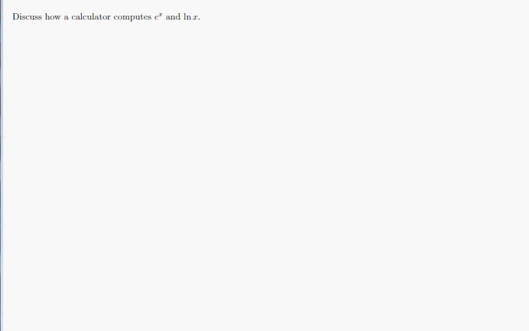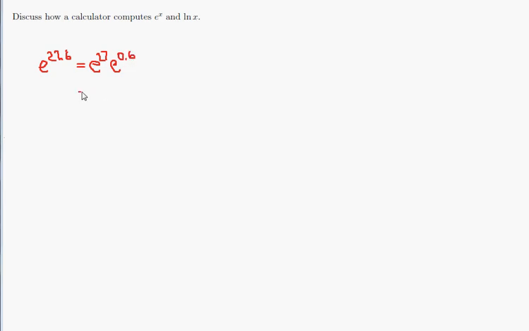Let's now discuss how calculators work, basically, for calculating e to the x and natural log x. For e to the x, at least a lot of implementations of a calculator will change a number to its binary representation. So, for example, suppose we have e to the, I'll just pick a number out of the hat, 27.6. The calculator will then write this as e to the 27 times e to the 0.6.